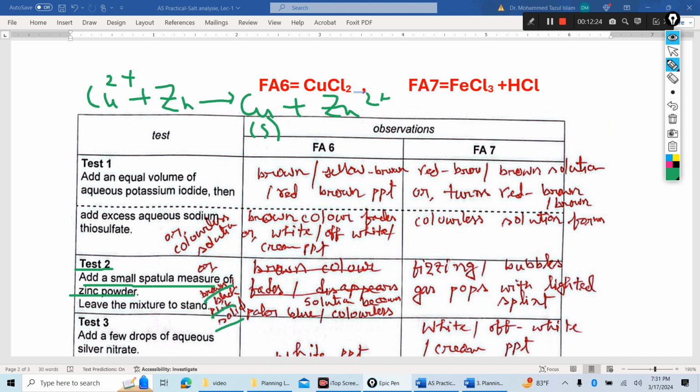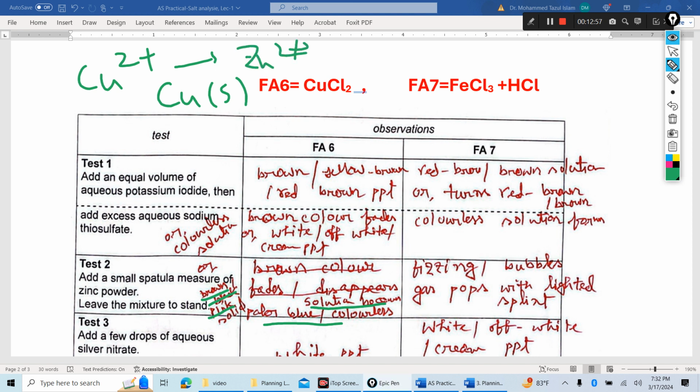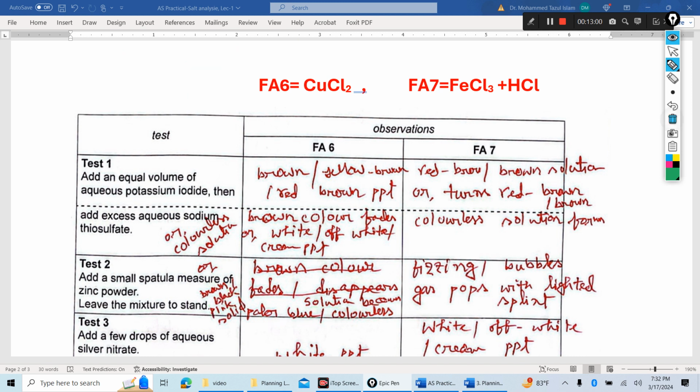So you can write brown or pink solid, or you can write that zinc metal is also deposited. You can write black solid or pink solid or brown solid because copper solid is pink-brown, and the solution becomes pale blue, or copper ion goes to zinc ion, or you can write blue solution goes to colorless. Blue solution turns to colorless.